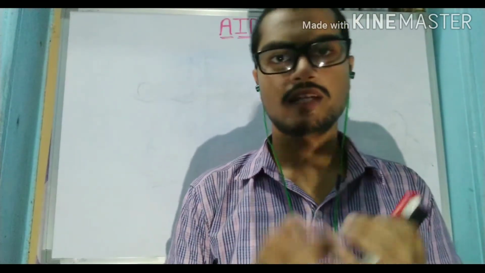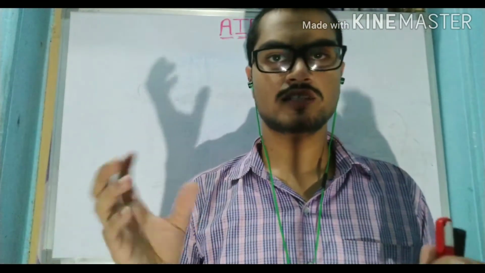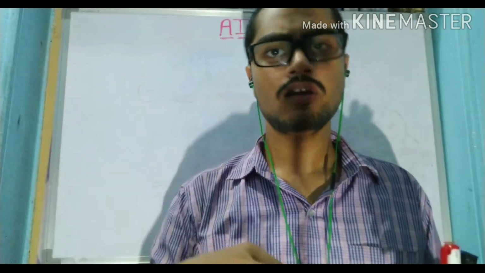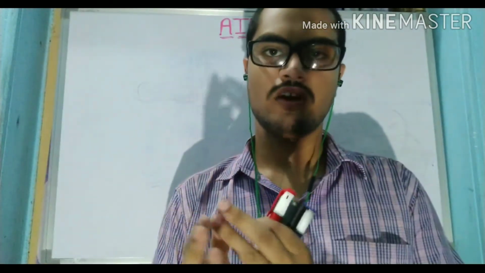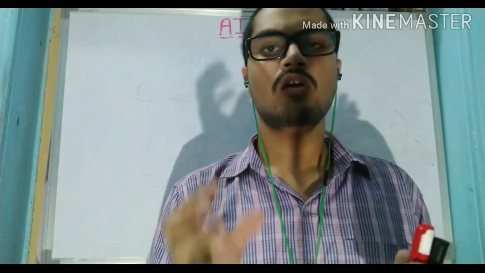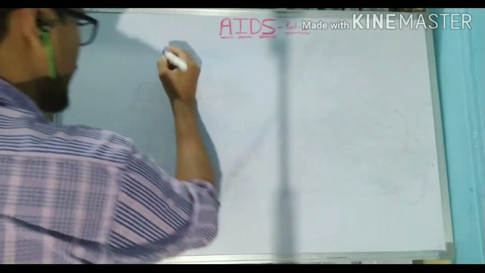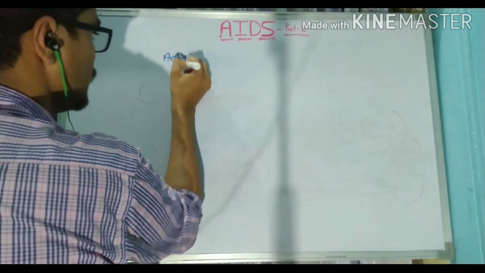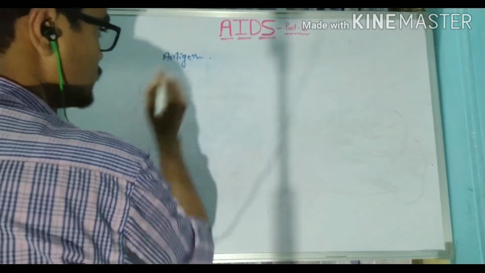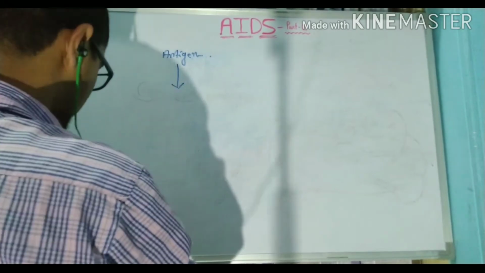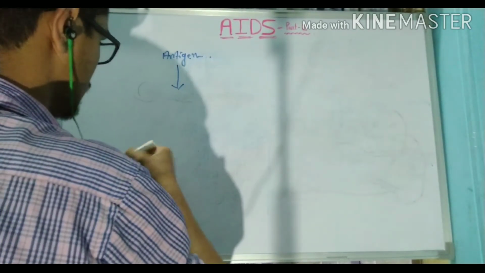So first, the normal immunological process. Let's suppose a foreign particle that is harmful for our body enters into our body. After entering, our body will recognize that foreign particle as an antigen. As soon as the antigen enters, it will activate a special kind of cell known as the macrophage.